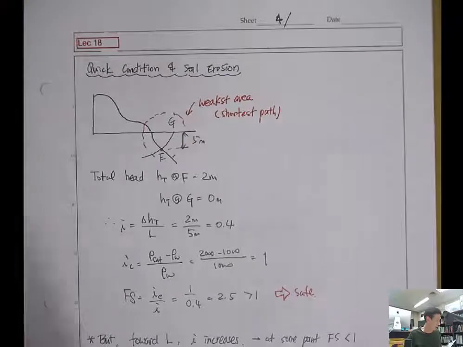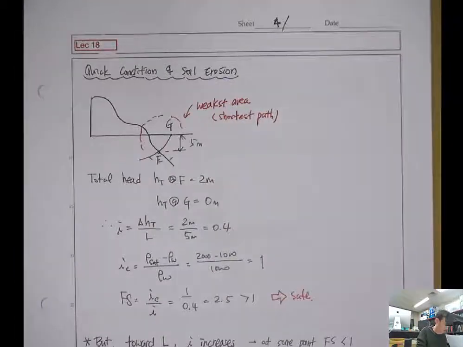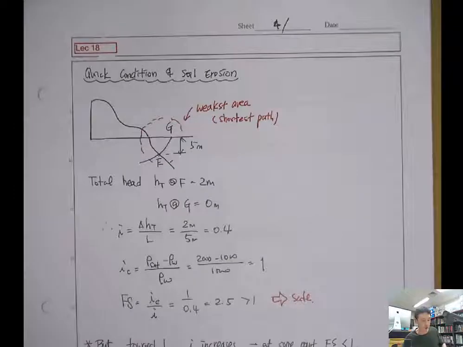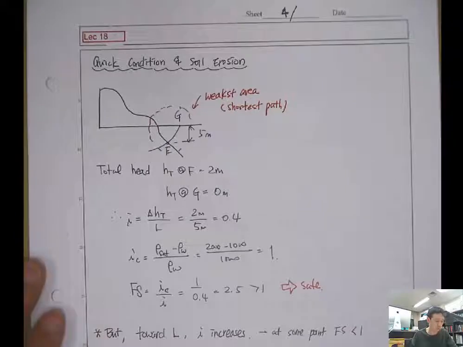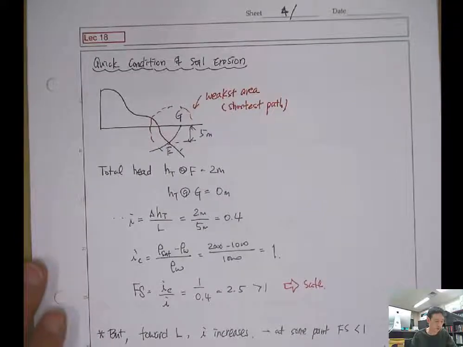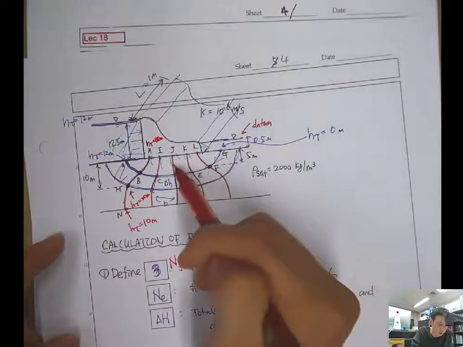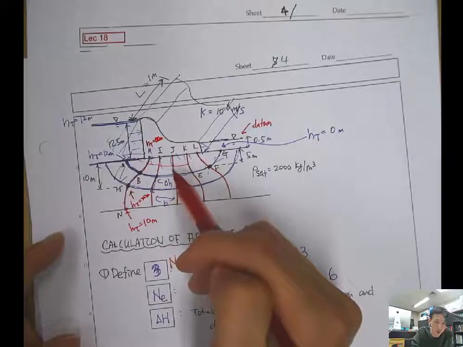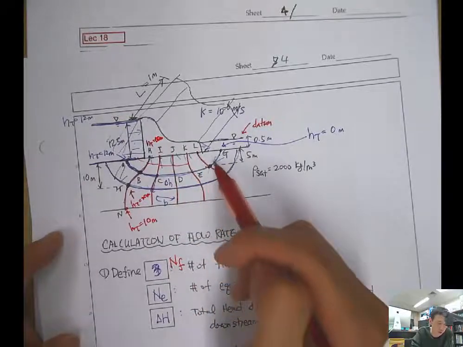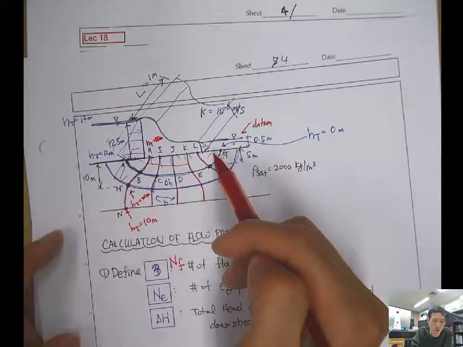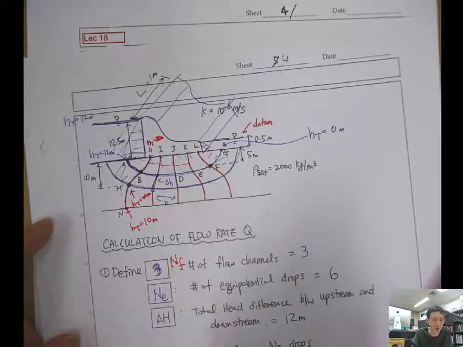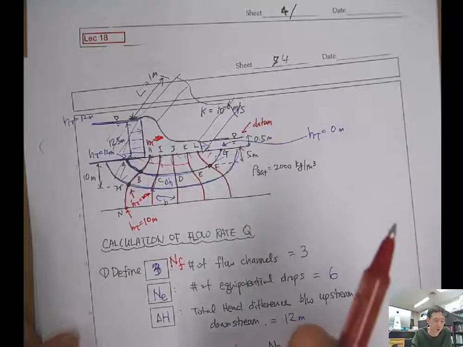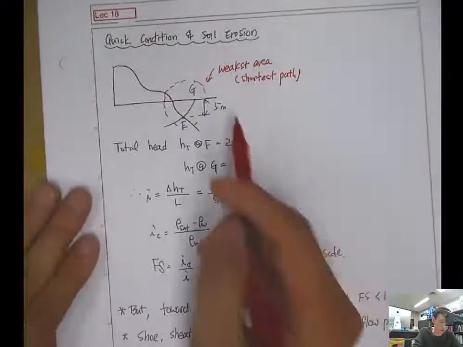Okay, next topic is to check the quick condition. How do we check the quick condition or soil erosion in this kind of geometry with the dam? Here we can compute the hydraulic gradient over the length because we know delta h, which here is 2 meter. And if the flow path length is given, then we can calculate the hydraulic gradient i and compare it with the critical hydraulic gradient i_c. So that's the concept here.